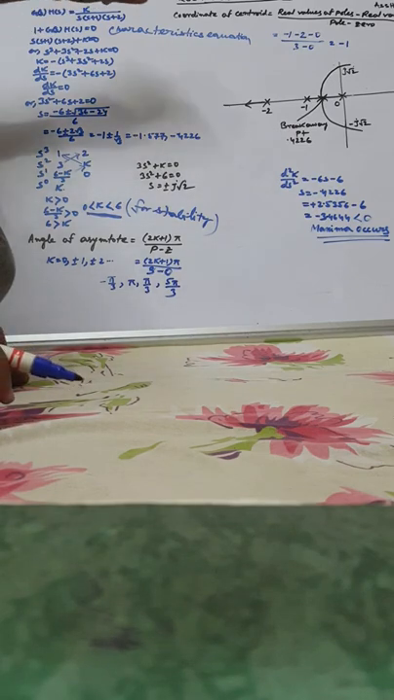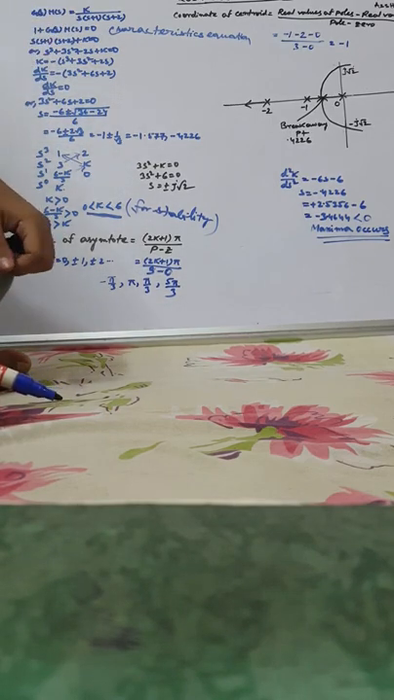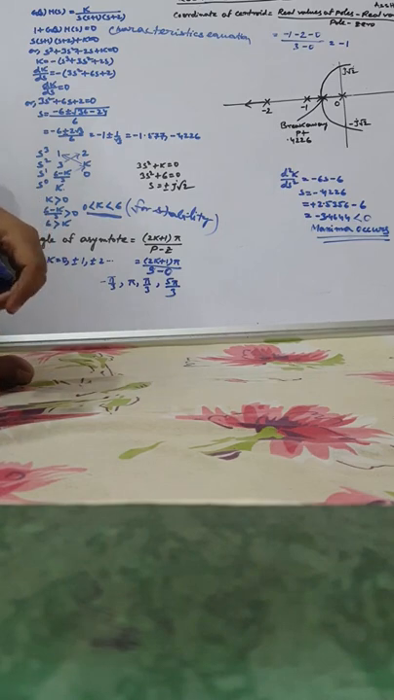Now the coordinate of the centroid is the sum of real values of poles minus the sum of real values of zeros, divided by number of poles minus number of zeros. So minus 1, minus 2 and 0 are the real values of poles. So minus 1 minus 2 minus 0 divided by 3 minus 0. So minus 1 is your coordinate of the centroid.